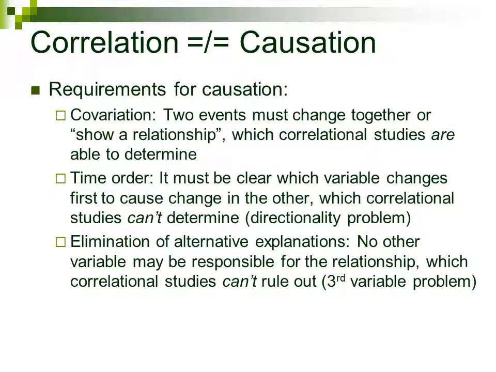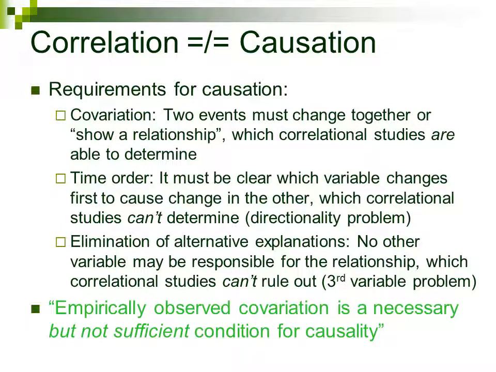If it helps, here's a nice summary of the issue. Empirically observed covariation is a necessary but not sufficient condition for causality.